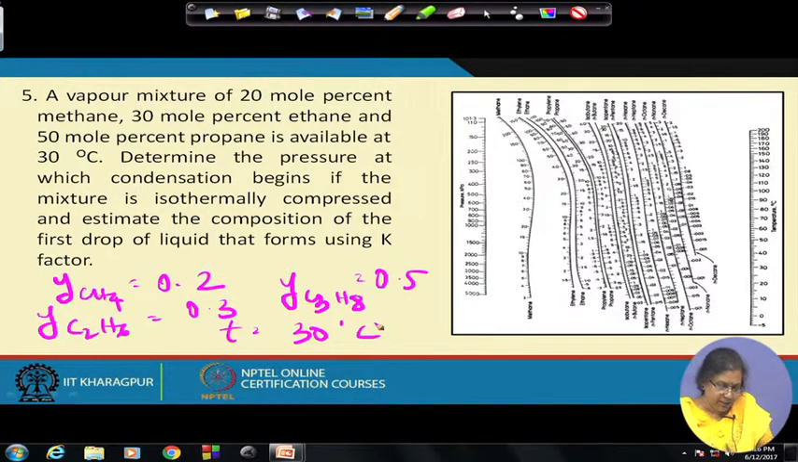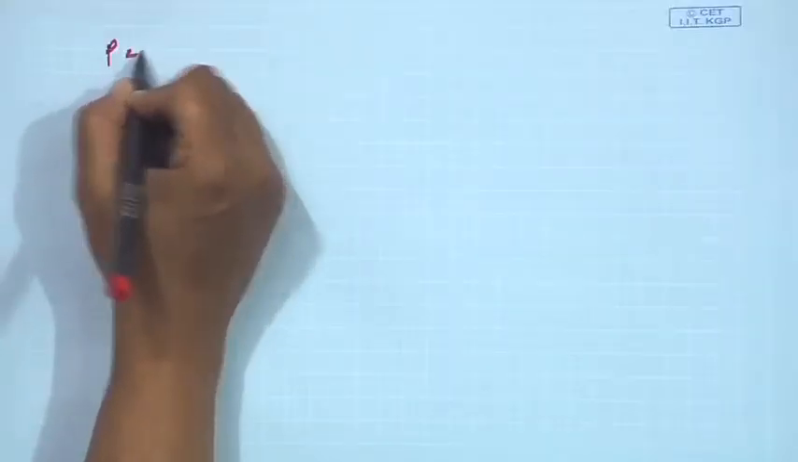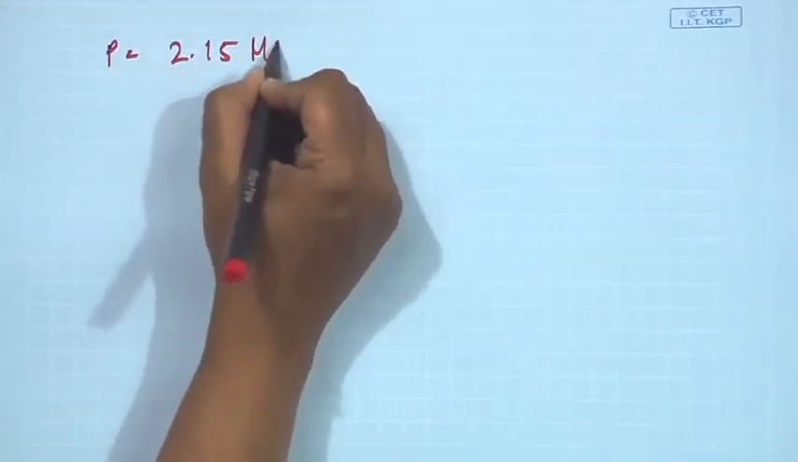How to proceed with this particular case? Since P is not given, you are not in a position to use this particular K factor chart. You have to guess some particular P. So, let us see, for the time being, let me take the first guess as 2.15 MPa.